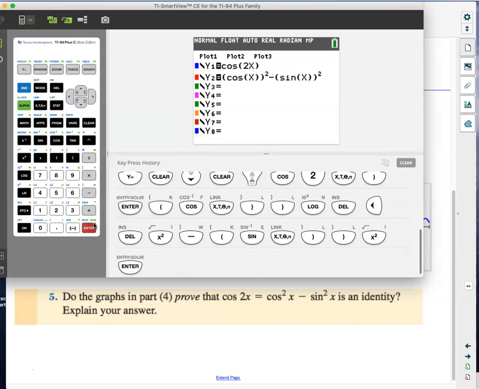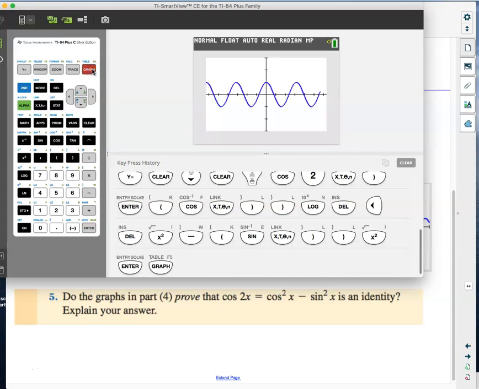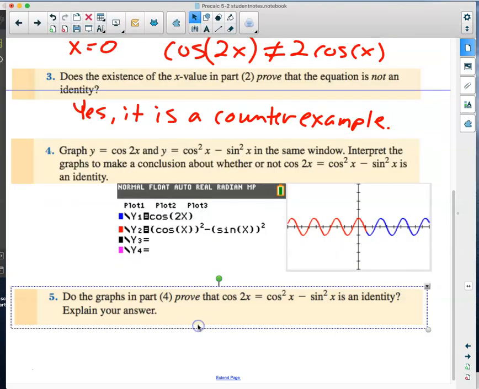Our window's not really big, but hopefully it would give us a good enough look that we would be able to venture a guess as to whether or not these are going to work. So I hit graph. Our educated look at this graph would say, hey, they appear to be the same. I mean, that's what I'm seeing from negative 2 pi to 2 pi.